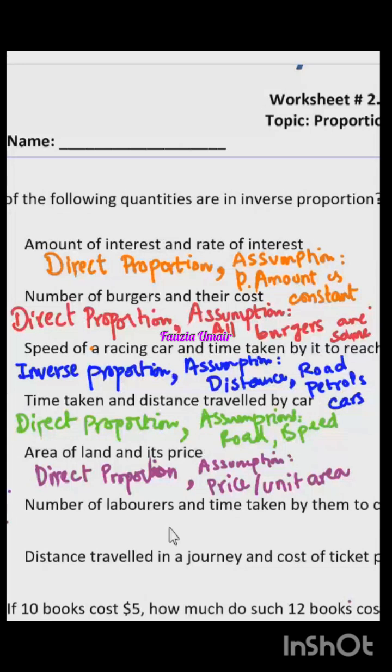Ji bete. What do you think is the relation between the number of laborers and the time taken by them to complete a task? Arshman? Ji bete. It is an inverse proportion because the more the number of laborers, the less time taken. Excellent. It is inverse proportion because if you have more laborers, then the time will be less. So what is the assumption in this case? What are we taking constant?